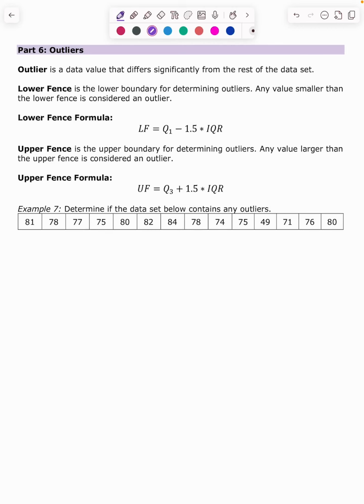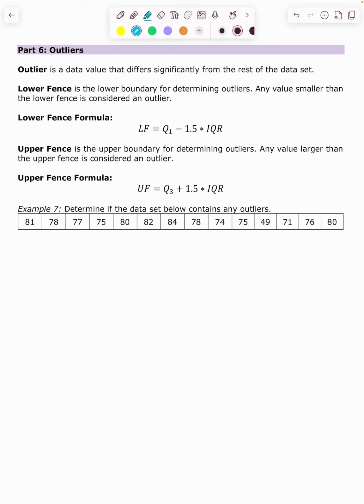All right, so now what we're going to do is look at how to identify outliers. An outlier is a data value that differs significantly from the rest of the data set. An outlier can be an extreme value on the high end or an extreme value on the low end. And just because something looks like an extreme value does not necessarily mean it is an outlier. There are a few different ways to identify outliers. We are going to focus on one method, which is using quartiles and the interquartile range.